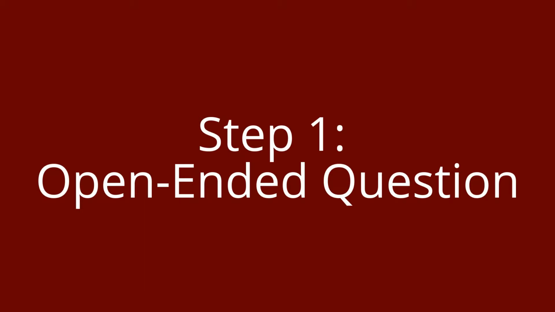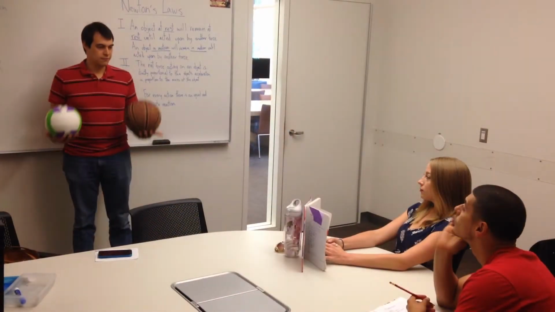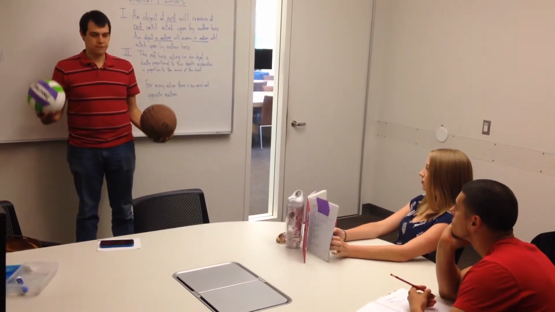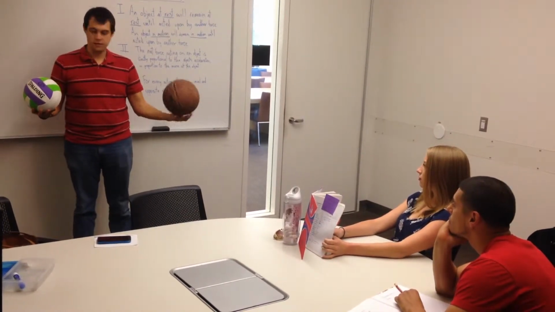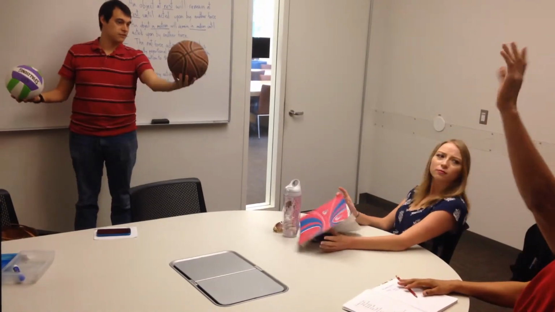So here's an example of me giving an open-ended question. Here are 2 balls, and I would like you guys in the class to consider which ball will fall faster. We have the heavier basketball, and we have the lighter volleyball. You might notice that yes. Basketball? Now tell me why. No, it's totally the volleyball. Now let's give him a chance to explain.